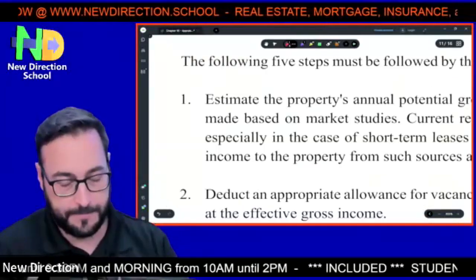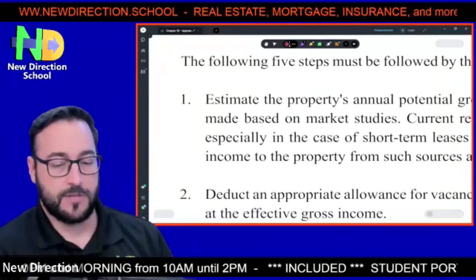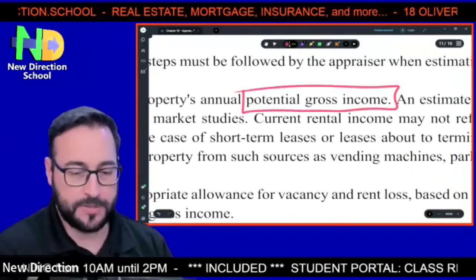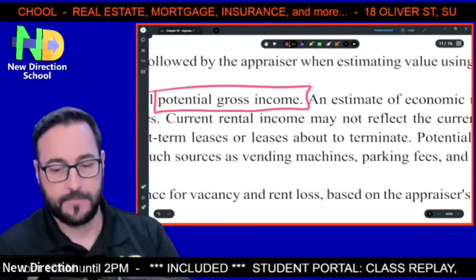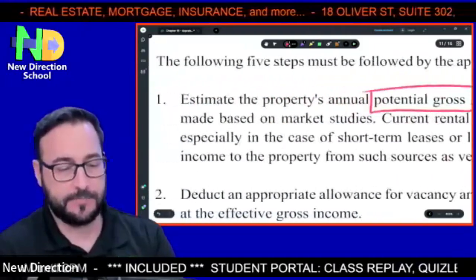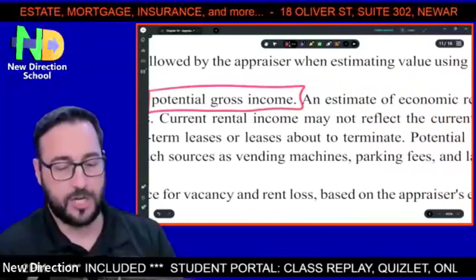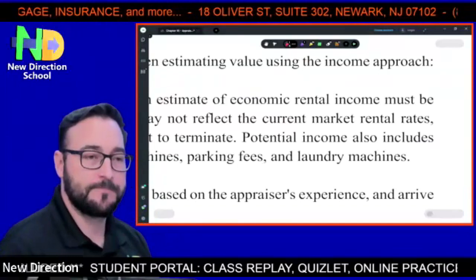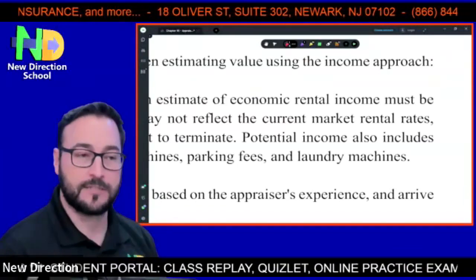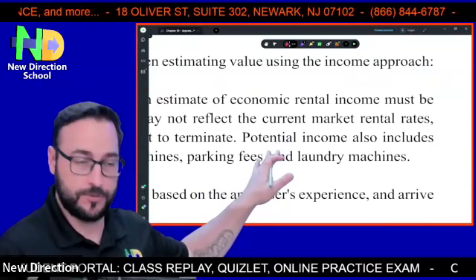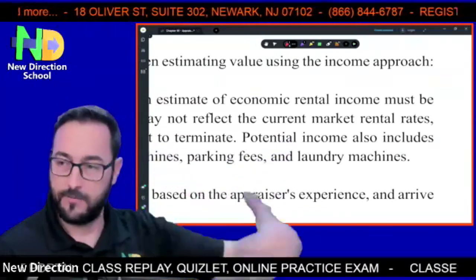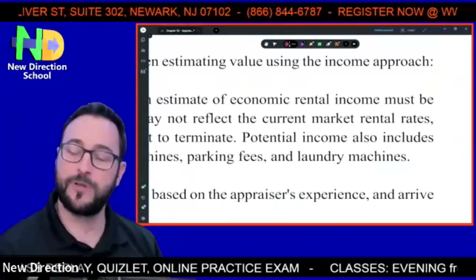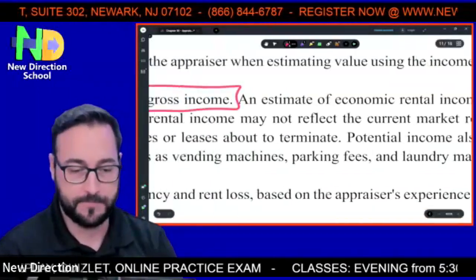So number one, we're going to estimate the property's annual potential gross income, PGI, annual potential gross income. An estimate of economic rental income must be based on market studies. The current rental income may not reflect the current market rental rates. We know that. If somebody's been living there for 10 years, they're probably paying below market rates. So not only do we look at the data that I just showed you, I need to have an idea of what the market value is for this type of property, okay? And that will be the potential rental income if it was fully occupied at current market rates, okay?